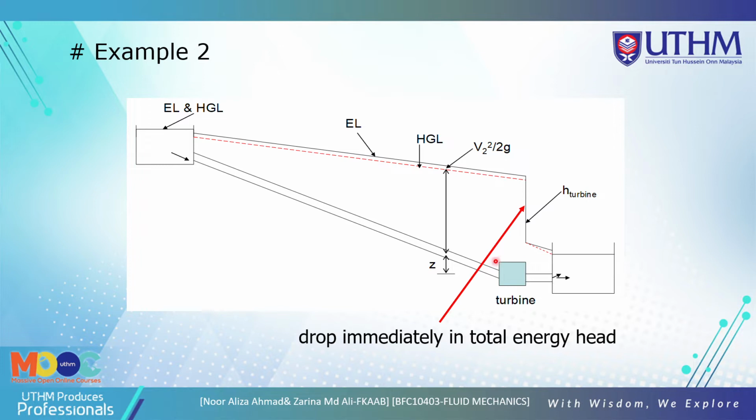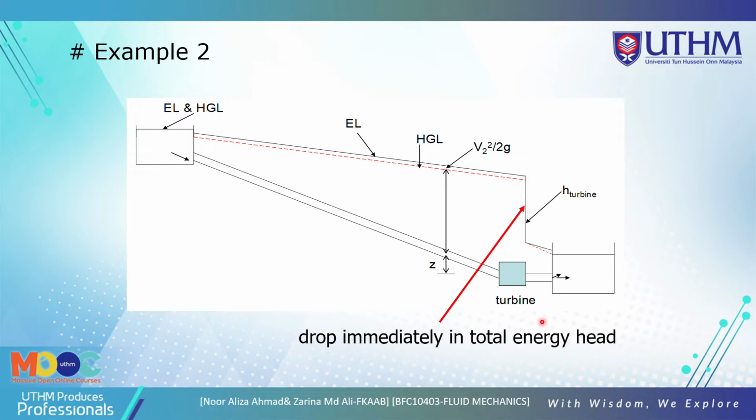At the turbine, they have a drop here. The drop is called head loss in the turbine. Then we have the lines here, EL and HGL. It means you must sketch them if the final shows this figure with two tanks, water flowing through the pipe and also the turbine. You must draw the EL and HGL lines here.